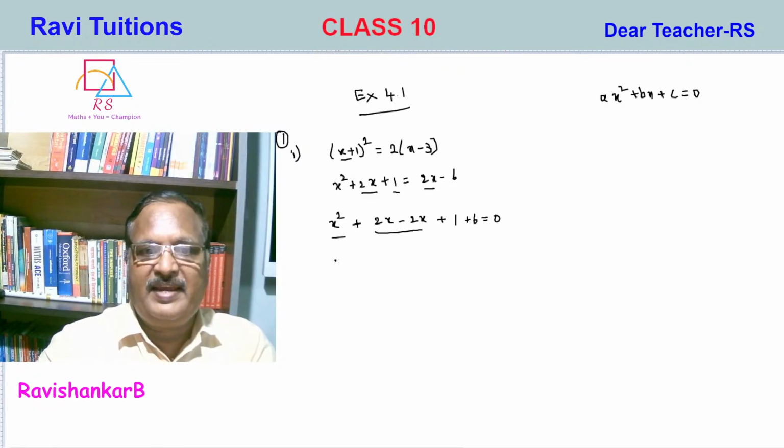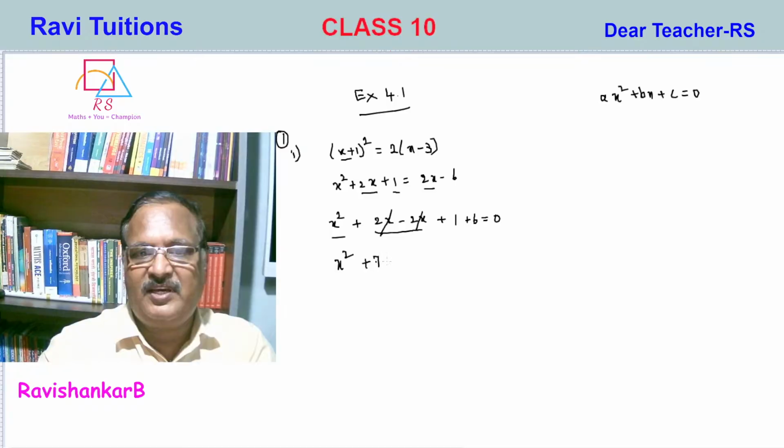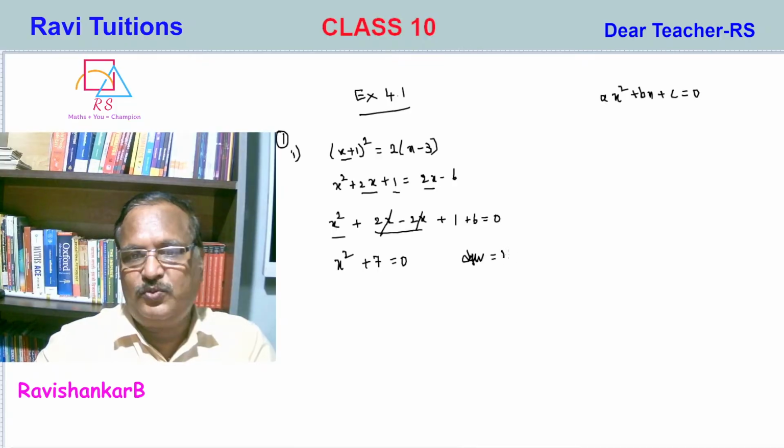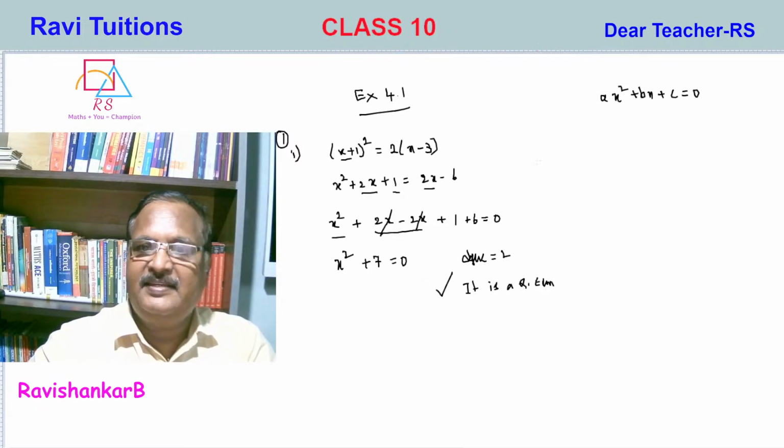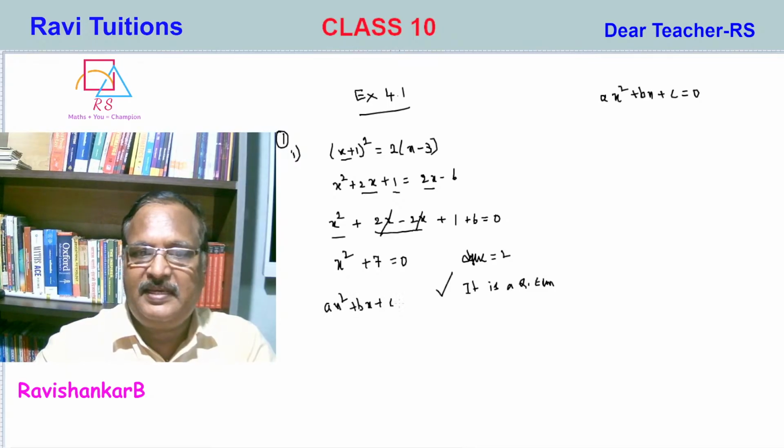So now simplify it. X square, 2x will get cancelled, nothing will be there. X square plus 7 is equal to 0. So what is the degree here? Degree is 2, therefore it is a quadratic equation. Now what are the values of a, b, c? Let me write ax square plus bx plus c is equal to 0.